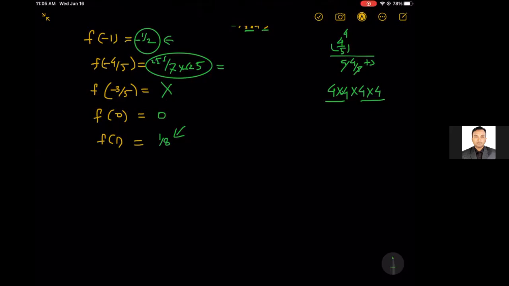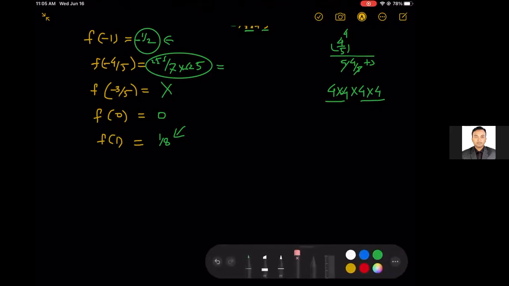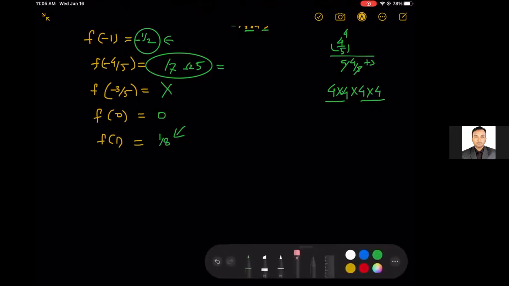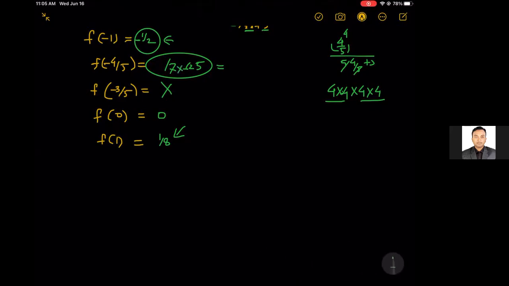Is there anyone who has got it at +1? And if you simplify it, what do you get? Just cross check your work, okay? It's 256 over 7 times 625. Just simplify it and check whether it's actually bigger than this 1/8 or not, okay? All right, any question from this before we wrap it up? Any question?